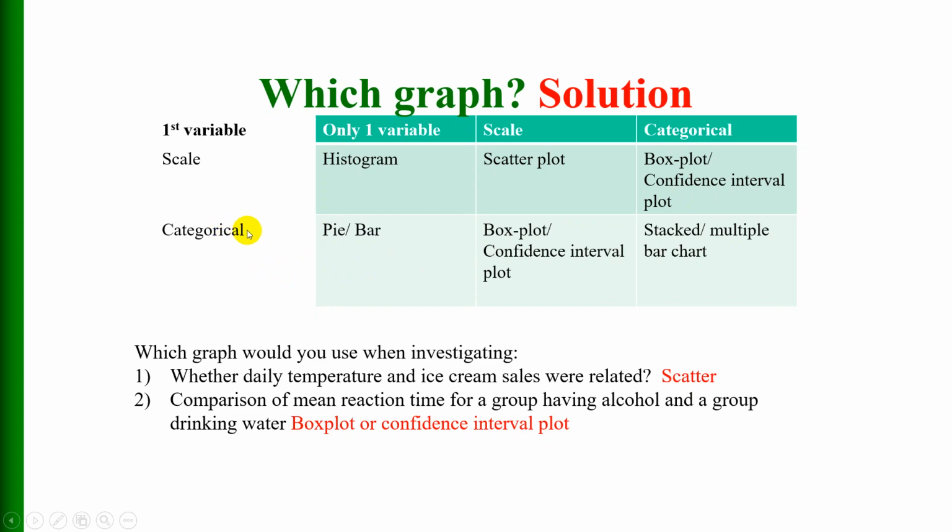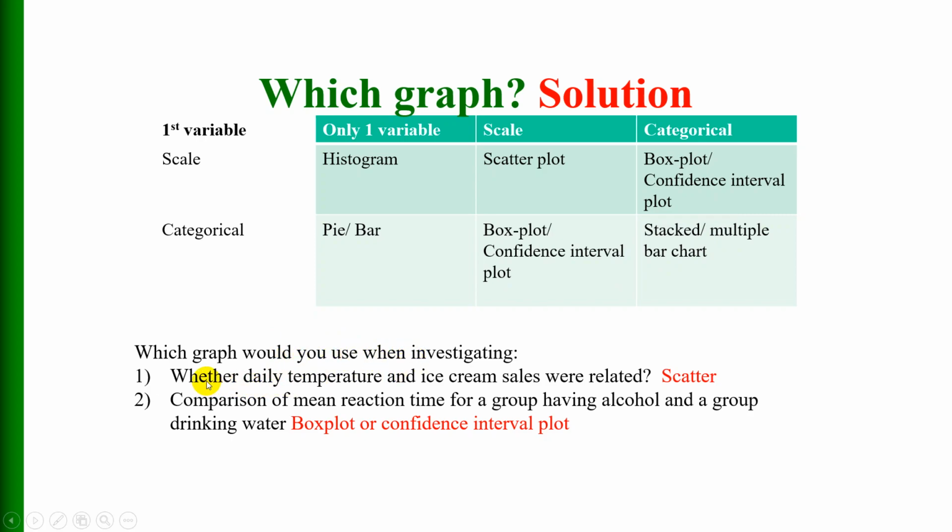If one variable is categorical, then for one variable we may use a pie chart or bar graph. And if one is categorical and another one is scale, then we may use a box plot or confidence interval plot. And if the two variables are categorical, then we may use a stacked or multiple bar chart. Which graph would you use when investigating this?